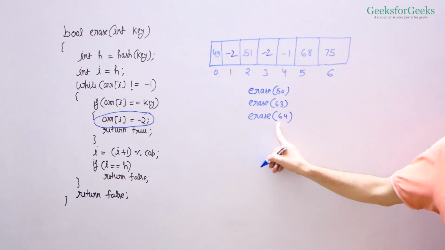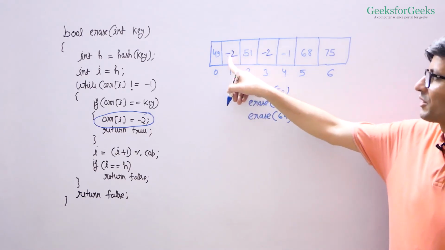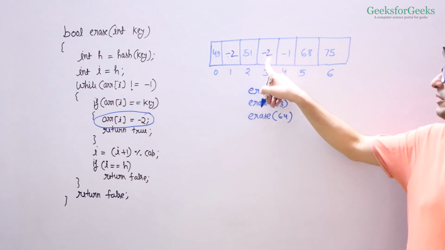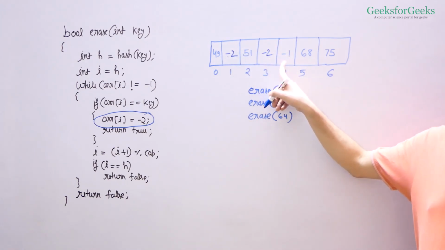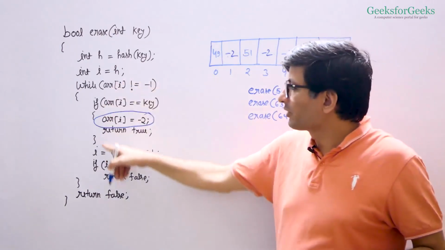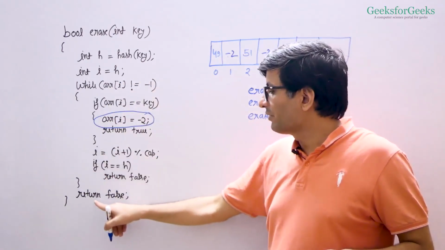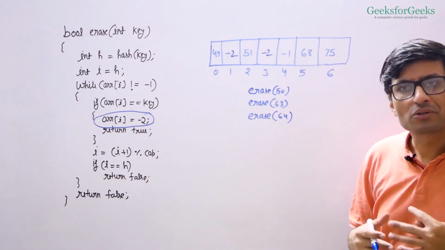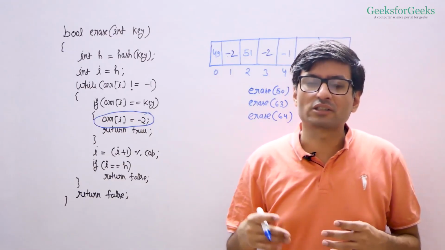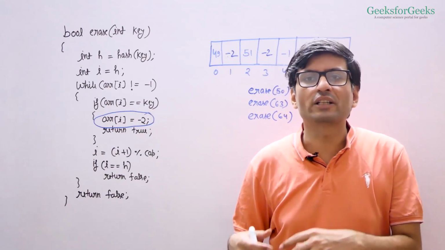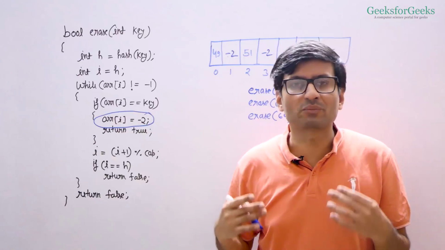Now erase 64. So 64 means this hash value. This is -2. So we will continue. We'll come here. We'll come here. We'll come here. We'll see a -1. So we'll come out of this loop, right? Because we see a -1. So we'll come out and we return false, that the key is not present. We could not delete it. So this is how this erase function works. It's simply similar to search function, does the linear probing to find the key and delete the key. And when it deletes, it marks it as -2.